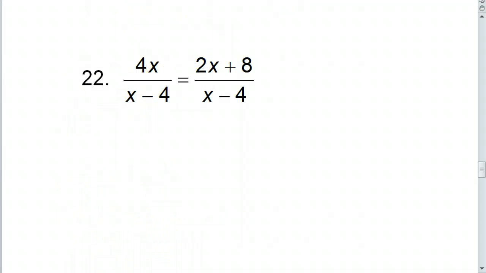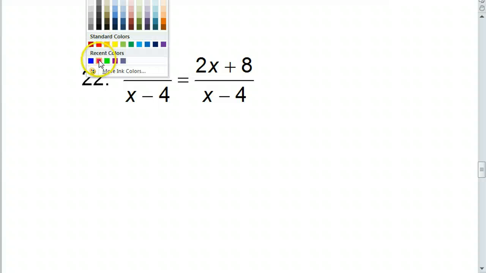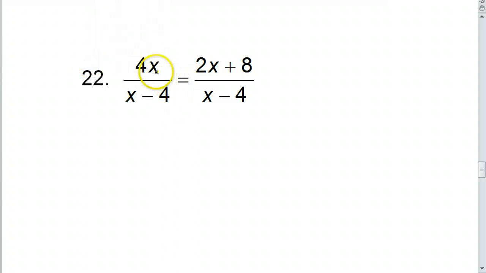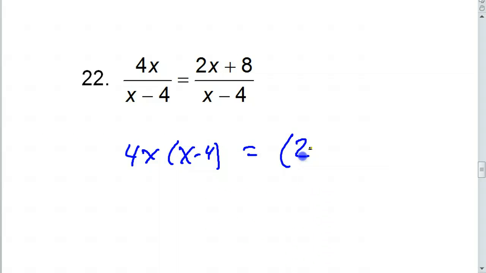So number 22, this would be a good one to just simply cross multiply. When you have a fraction equal to a fraction, I could multiply through by x minus 4. Actually, that would be so easy. Normally I would cross multiply, and I would go 4x times x minus 4 is equal to 2x plus 8 times x minus 4. And you could do this and it would turn out fine.